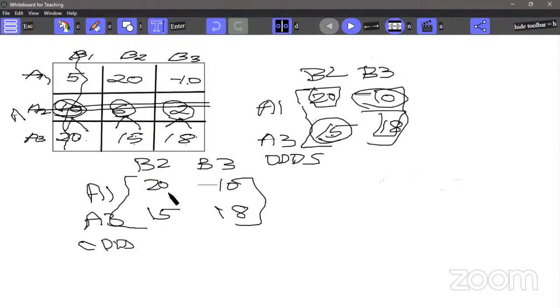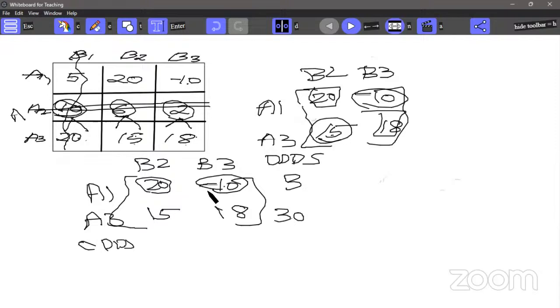Now the technique is: how much is the difference between 20 and minus 10? 30. Very good. So write down 30 on the opposite side. It belongs to the first row. Write down on the second row: how much is the difference between 15 and 18? 3. Write down here. Subtract both the numbers and write on the opposite side. Don't bother about the minus or plus sign. Only the magnitude has to be taken.